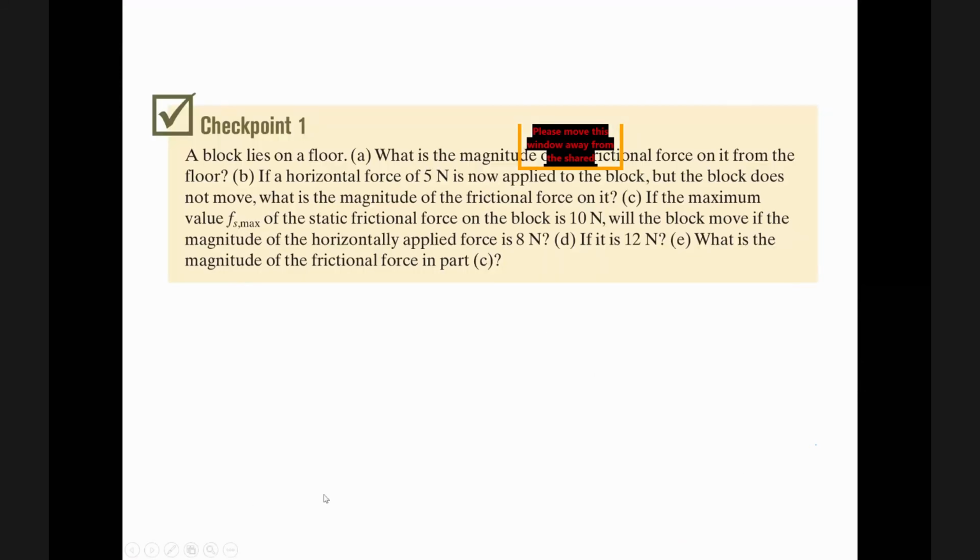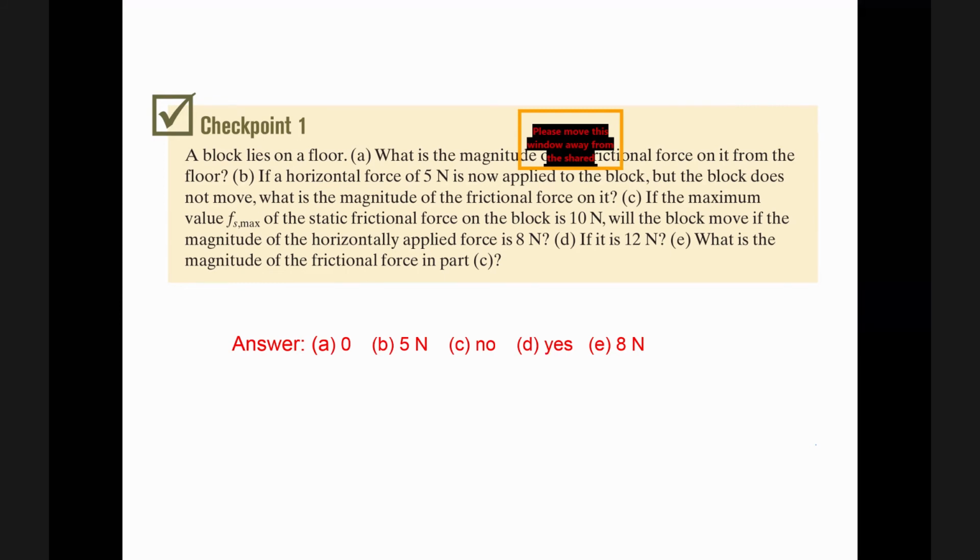Let's take this question. Focus with us, we solve it together. A block lies on the floor. What is the magnitude of the frictional force on it from the floor? This was your colleague Abdulaziz's question a while ago. An object is on the floor. What is the magnitude of the frictional force between the object and the floor? 0. Why 0? There is no attempt to move it. The object is lying on the floor, there is no horizontal force to attempt to move it. So the friction is 0.